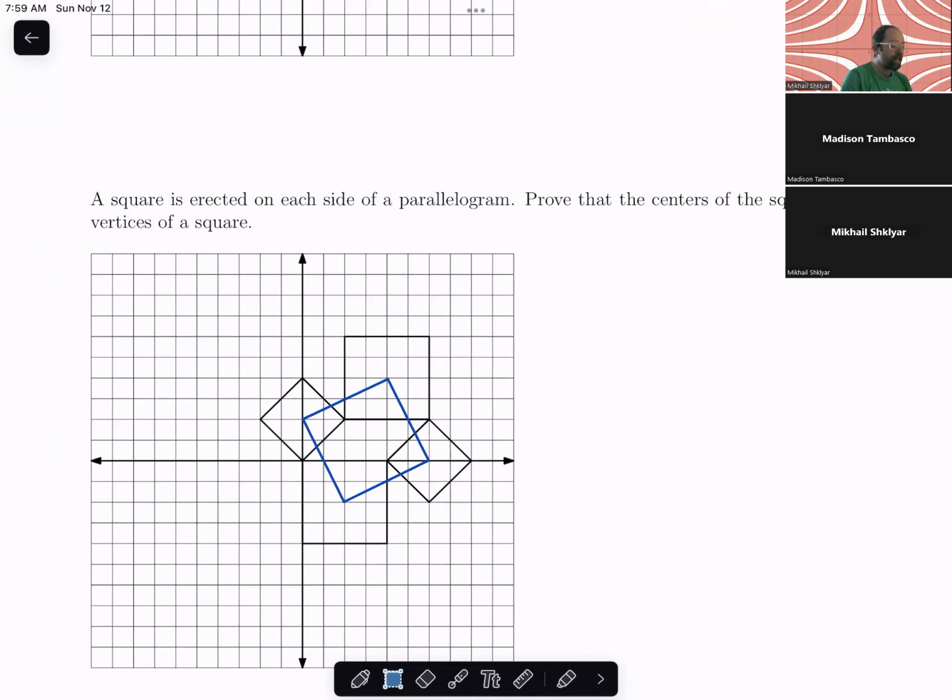Then I'm taking the centers of those squares, and apparently, if I connect those centers, I'm going to get another square. Do I know that's true? Well, we're about to prove it. Now we're not really using this diagram, right? It's just an example where it works out. Does not mean it's going to work out always.